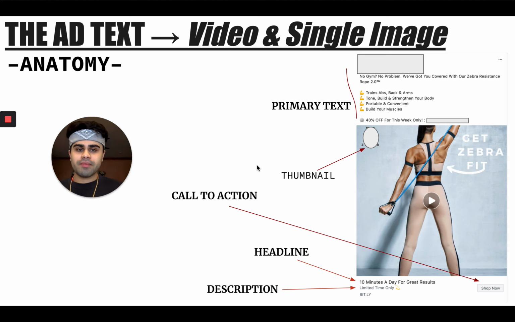Then on the bottom, it has some features and benefits. Train abs, backs, and arms. Tone, build, and strengthen your body. Portable and convenient. Build your muscle. And then on the bottom, it has some urgency with the link. 40% off for this week only, with the link. Okay, very straightforward, very simple, but that first line, guys, it's very, very, very important.